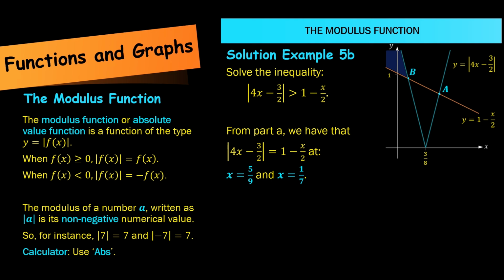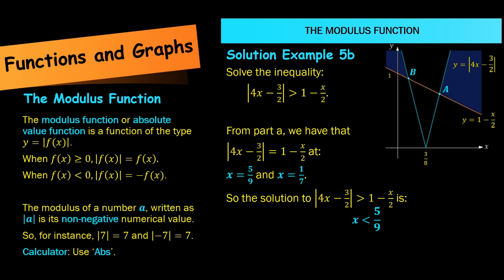The shaded region, as shown on your graph, is where mod 4x minus 3/2 is greater than 1 minus x over 2. And this is where x is less than 5/9. However, there is another region where this inequality also holds, and that's here, the second shaded region on the graph. This is where x is greater than 1/7.